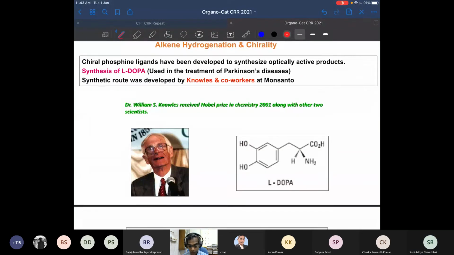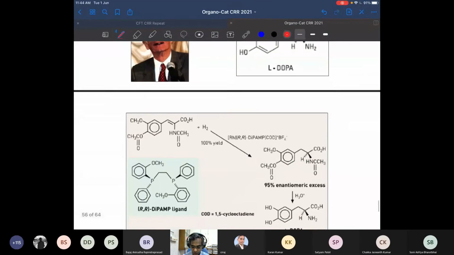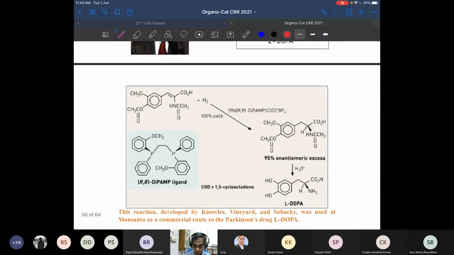Now we see here this is the person, Noels. He got the Nobel Prize for the L-DOPA synthesis, and this is L-DOPA. That's an amino acid, the only drug that is available to treat Parkinson's disease. I have given it already here, you can read it out. Now, how is it synthesized? Now you will understand the nature of the ligand that I am talking about. You see, this is a chiral ligand. It's a bulky ligand, but it's a chiral ligand.